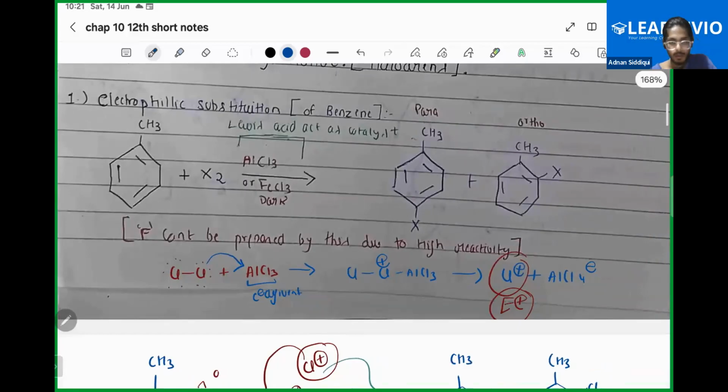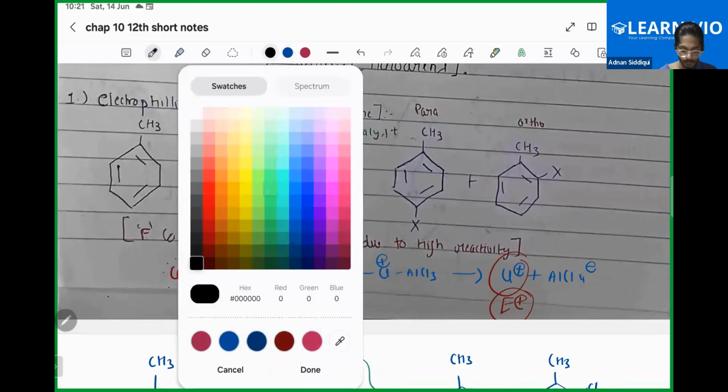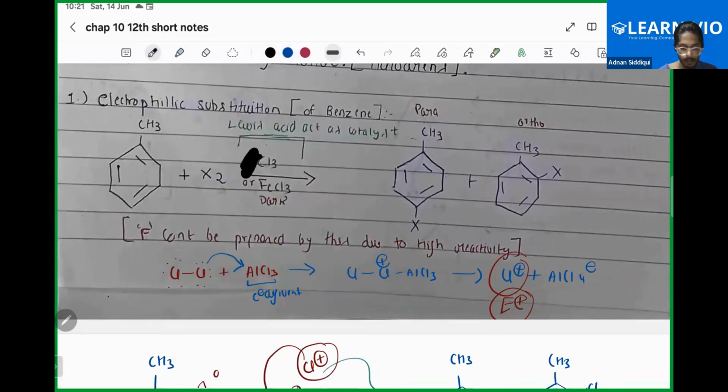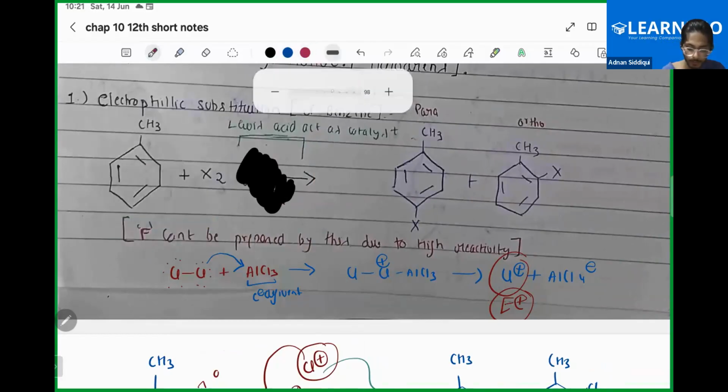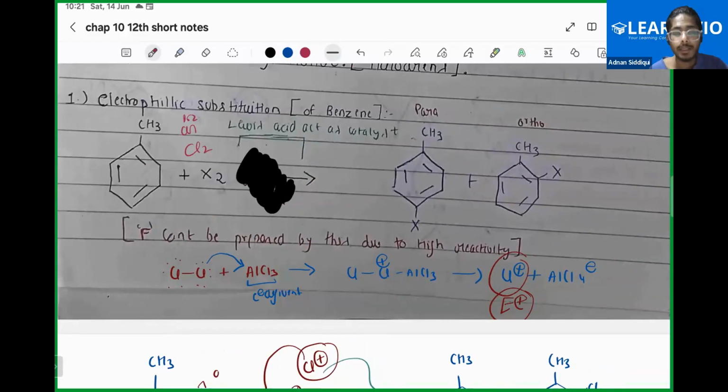Now, one thing that we need to understand here is, suppose I am just trying to proceed the reaction with X2, only Cl2 or let it be Br2. I am not using any catalyst. So this reaction won't occur. Why? Because our benzene is a very stable species. It is an aromatic compound, right? If something is stable, then why would it want to react with something else, right?